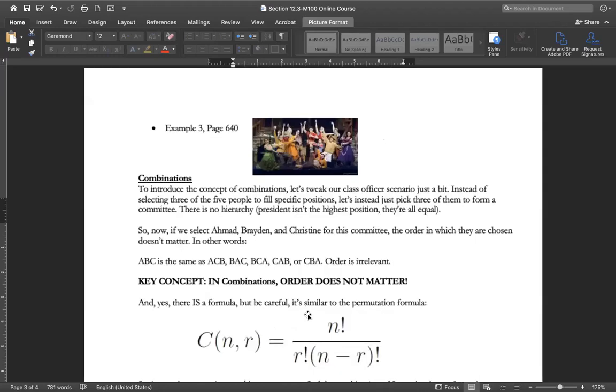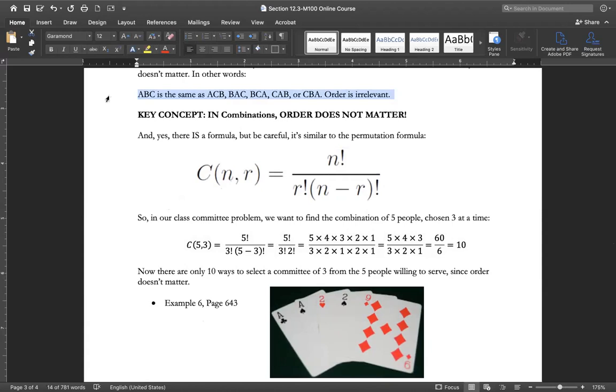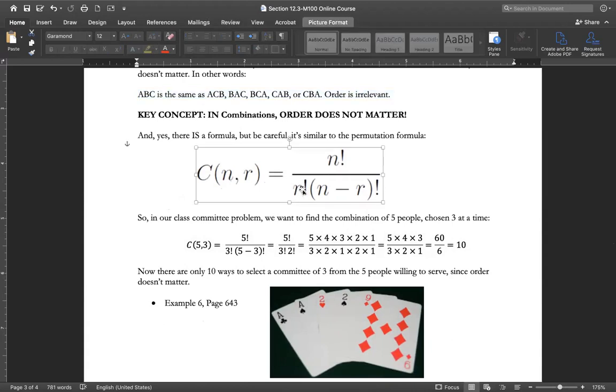So we want to be aware of that when we have a combination of n objects chosen r at a time, we have the n factorial in the numerator, we have the n minus r factorial in the denominator, but we also have an r factorial in the denominator. What that does is that divides out repetition, okay? Because we know that ABC and ACB and BAC and BCA and CAB and CBA are all the same because order doesn't matter. This r factorial is going to divide out the repetition.